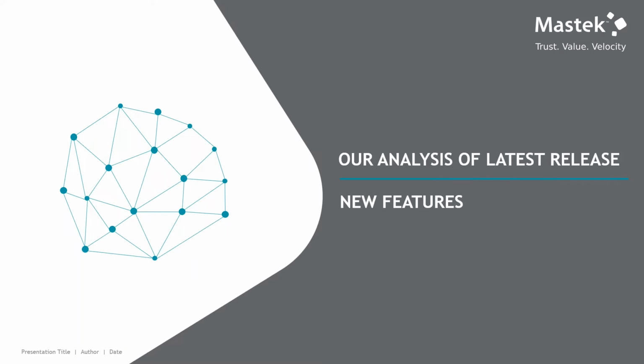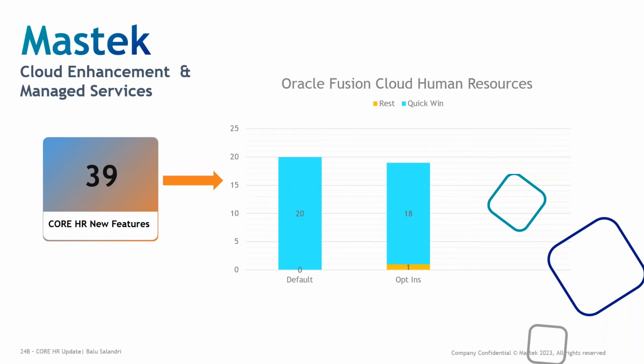Myself, Balu Salandri, and I'm here to take you through the latest new features released as part of the 24B upgrade. As per the analysis we have made, we have altogether 39 new features coming in as part of the 24B upgrade from Oracle. 20 among them are default, which are quick wins where you may not need much configuration or testing. 18 are features wherein you have to opt in by enabling a feature or doing minor configurations, and one falls in the rest where rigorous testing is required.